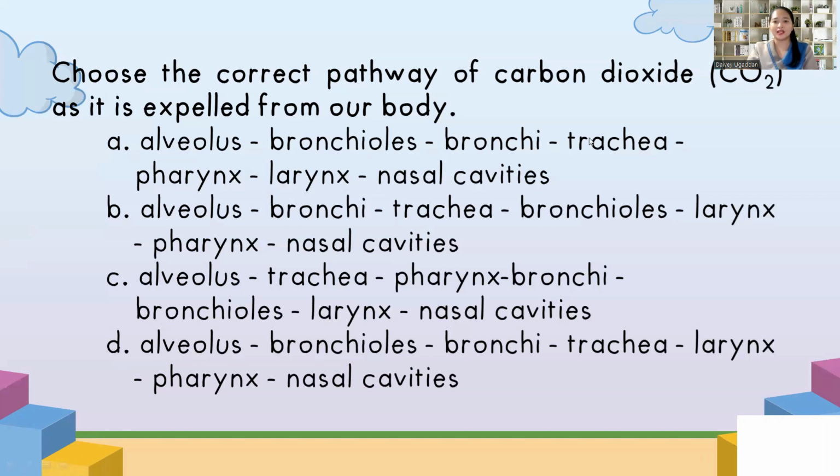Move to the fourth part. Trachea, that is also correct. Next, in option A, the next part is your pharynx. And option D is your larynx. So which one is correct? After the trachea, when you are expelling the carbon dioxide, it should be the larynx first. Okay? So larynx, pharynx, then finally to the nasal cavity. So the correct answer is letter D.